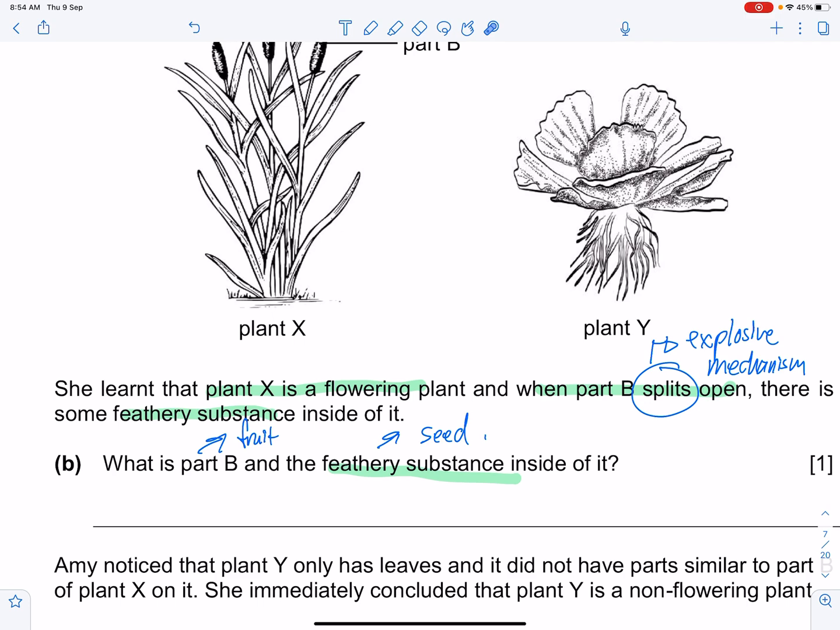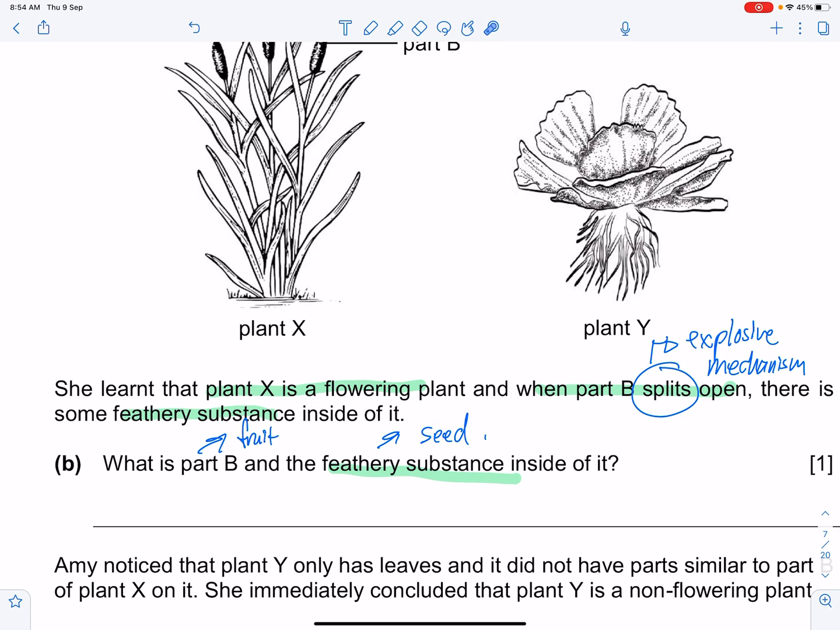But you don't bother to make reference. You just went fruit and seed. So, may I know, are you talking about part B is the fruit, or are you talking about the feathery substance being the fruit? You are literally asking the examiner to guess.